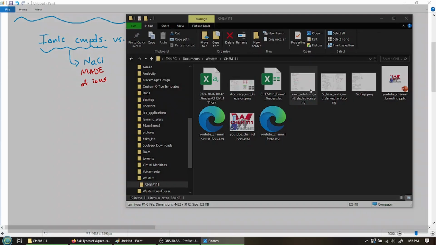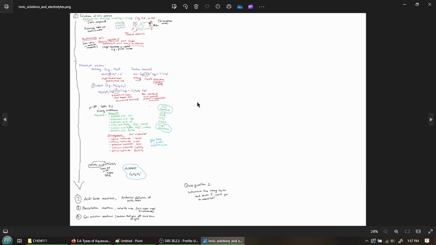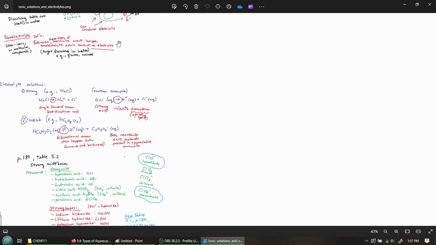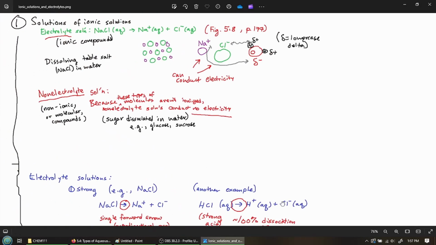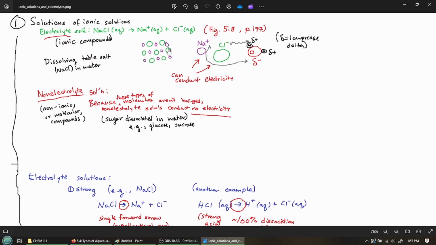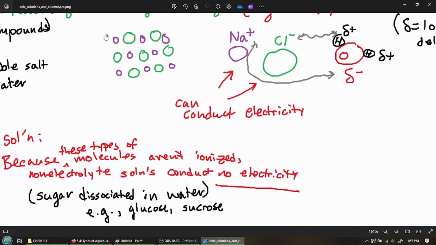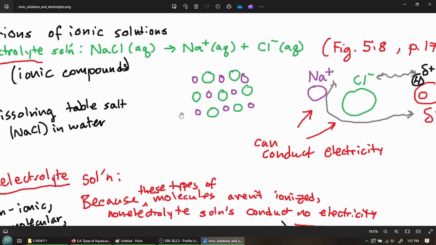So this is the one we just worked through here. One thing we talked about in this first picture is the idea that sodium chloride is composed of a lattice, okay? It's composed of alternating charged atoms, right?